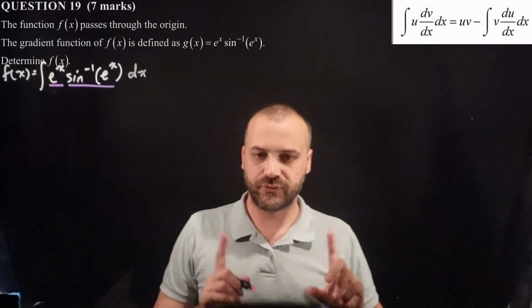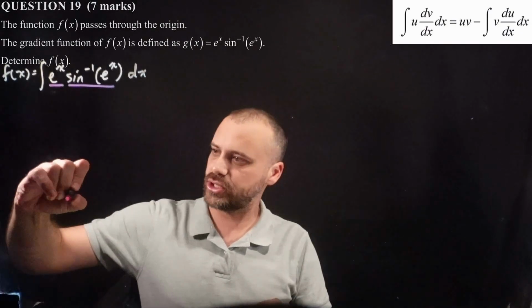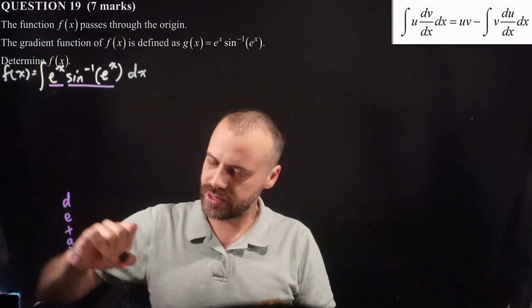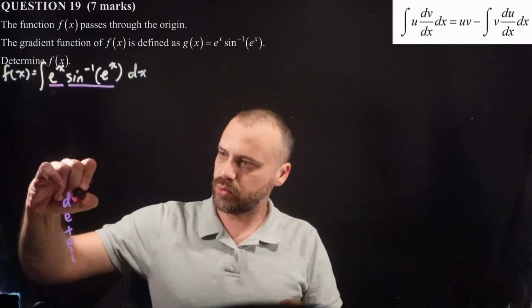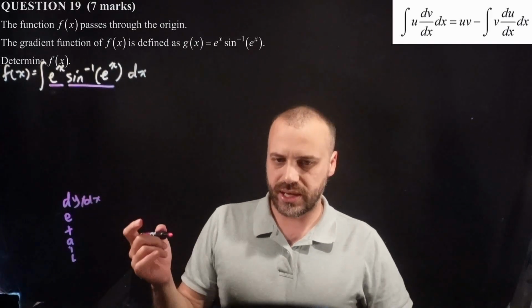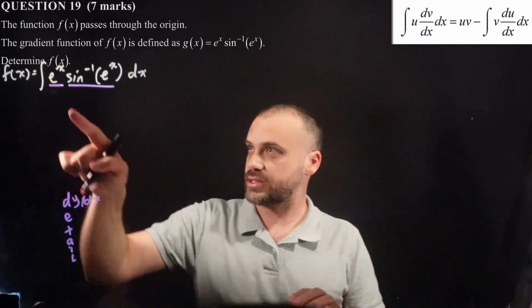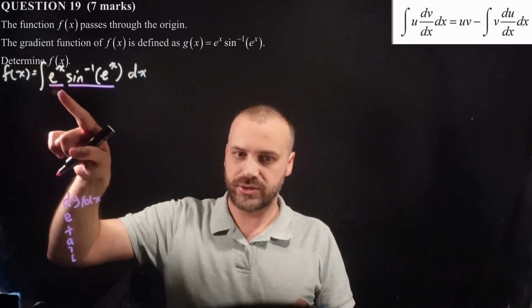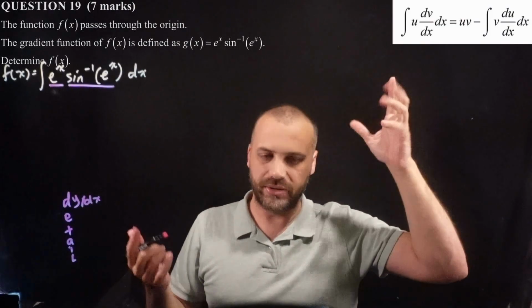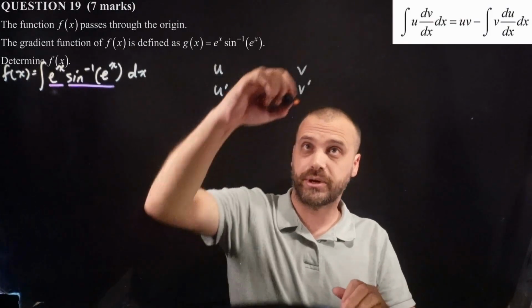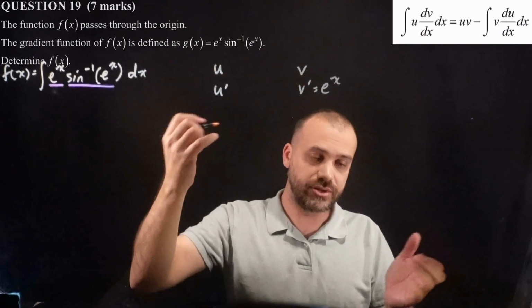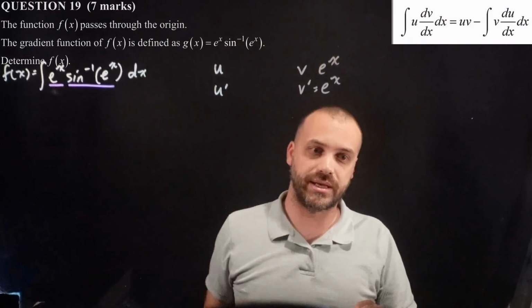There is my formula. Now, the way I like to think about integration by parts is this acronym, DETAIL, and this tells me which of these I'm going to choose to be dv/dx. So is there an exponential function here? Yes, there is. There's e to the x. So that's going to be my dv/dx, or what I call my v dash. Okay, so my v dash is going to be e to the x, and my v is going to be the integral of that, which is e to the x.